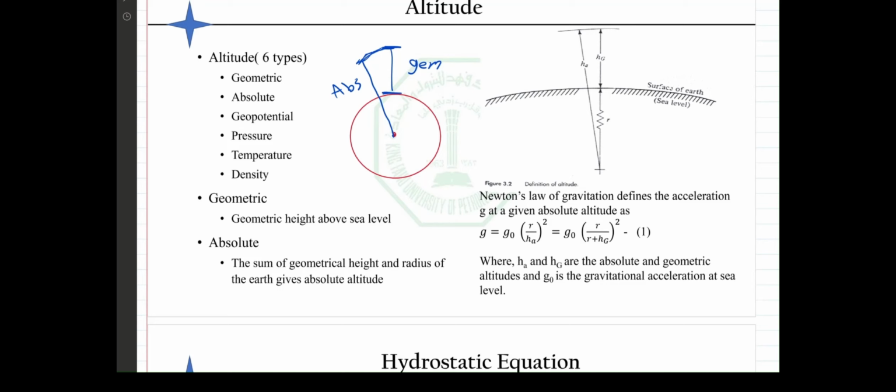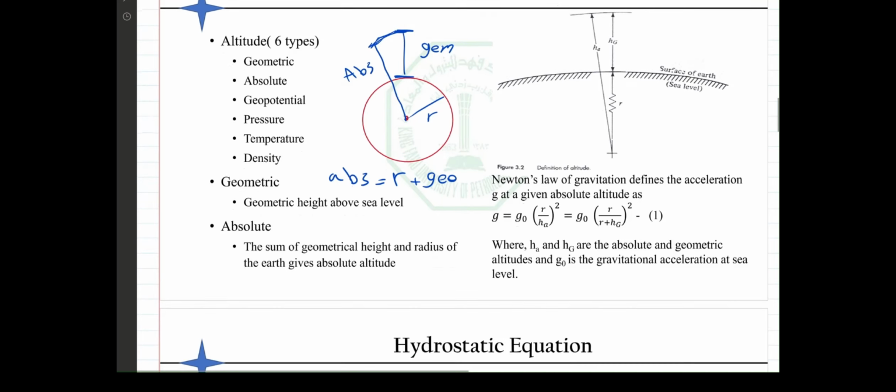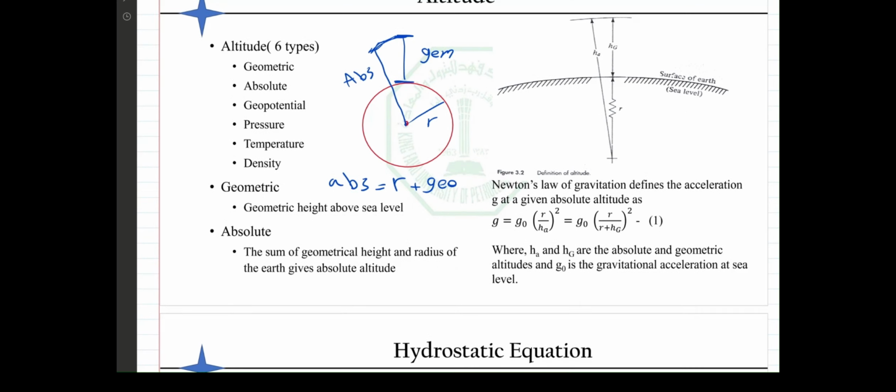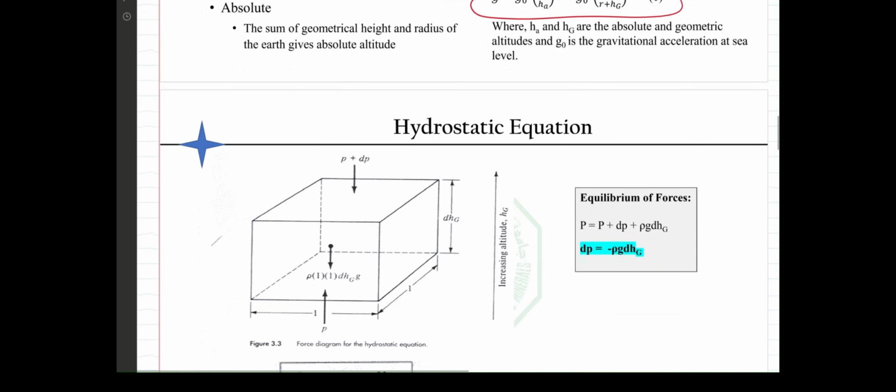Also we have the Earth radius, r. So if we want to find the absolute altitude, it equals the radius of the Earth plus the geometric altitude. Now we are finished with the altitudes. We also need to emphasize the importance of Newton's law of gravitation, because we are going to use it later on. Now we are moving to the hydrostatic equation.